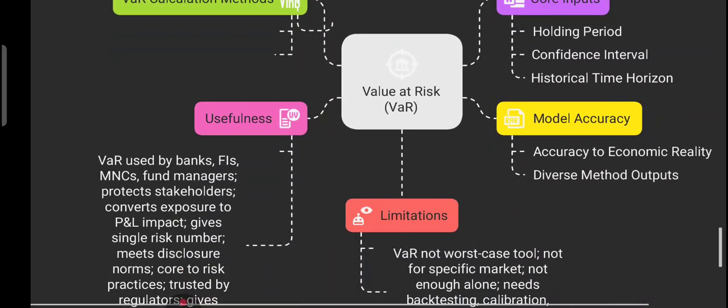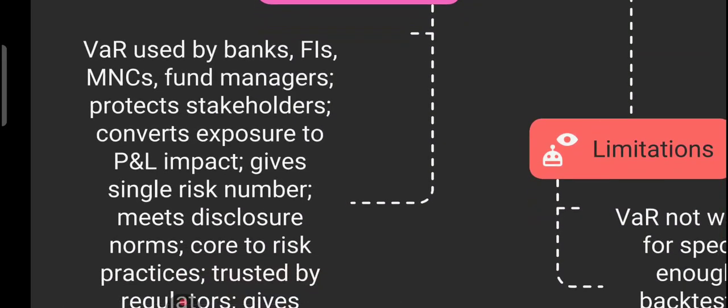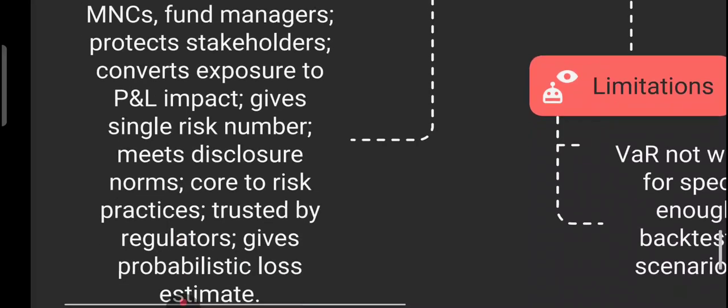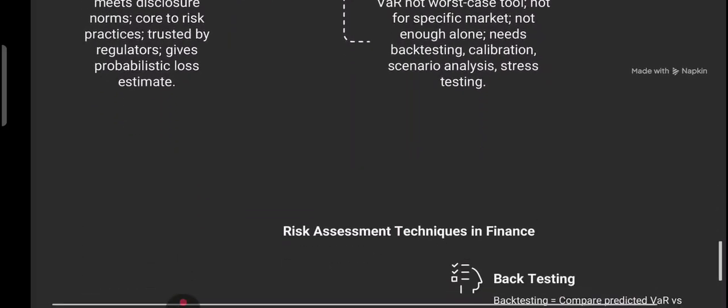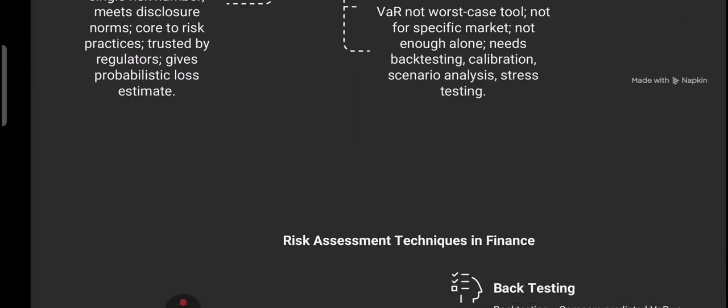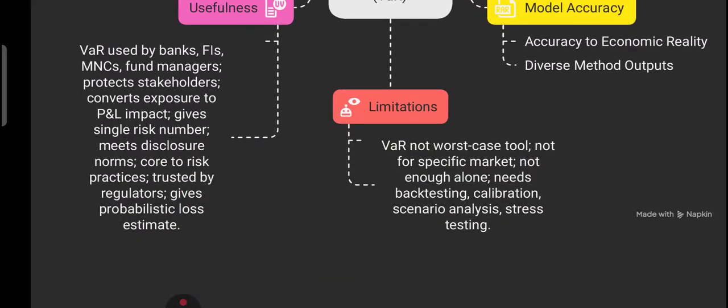Why is VAR useful? Let's look at it. VAR is used by banks, MNCs, fund managers, and financial institutions, because it converts risk into a clear loss estimate. It provides a single summary number. It helps meet regulatory risk disclosure requirements. It covers part of the modern risk management framework. And some more points you must keep in mind regarding VAR. Let's see one more formula: price volatility is equal to yield volatility into BPV into yield upon price.